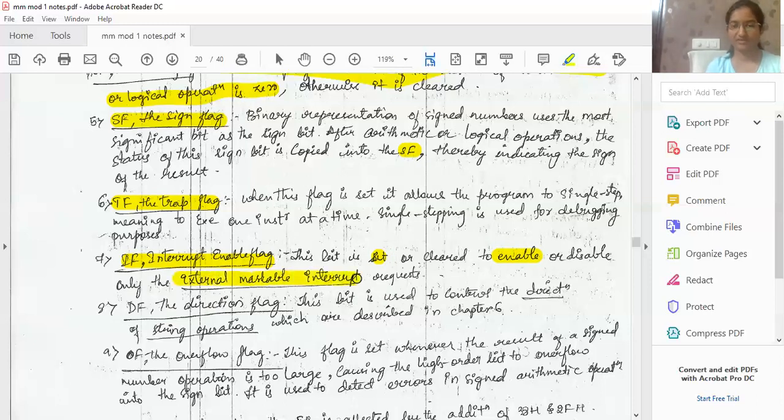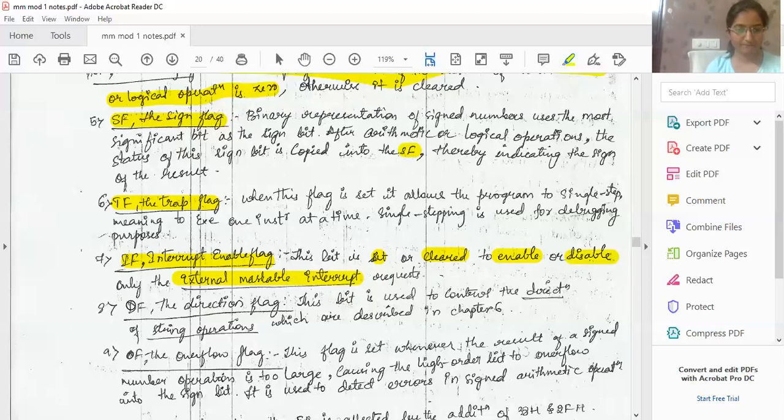External maskable interrupts means what? We know what maskable interrupts and non-maskable interrupts are, right? We have seen that in the 8085. So these external maskable interrupts will be enabled and entertained if that bit is high, the interrupt enable flag is high. They will be disabled if this flag is carrying 0 in it. Clear?